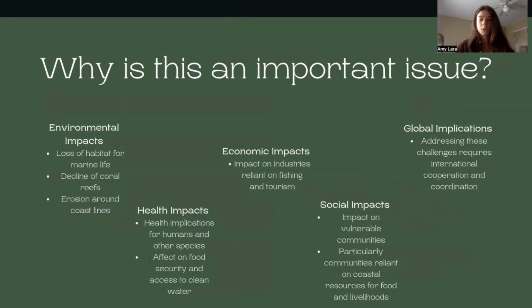Now, why is this an important issue, or less formally, why should we care? The environmental impacts are catastrophic, with a loss of habitat for marine life, decline of coral reefs, and erosion around coastal lines. This can also lead to health impacts for both humans and other species, affecting our food security and access to clean water. There can also be economic impacts, as there are many industries that are reliant on fishing and tourism. There's also social impacts. It can impact vulnerable communities who are reliant on these coastal resources for food and livelihood. And there's global implications. Addressing these challenges requires international cooperation and coordination.